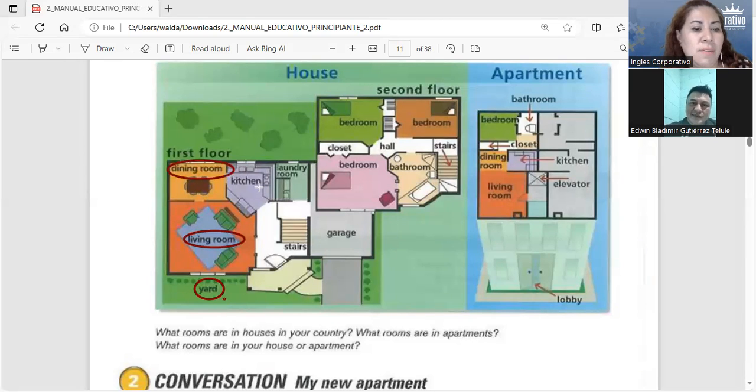Then we have the kitchen. It should not be confused with the chicken. But the chicken can go in the kitchen. Can you repeat after me? Kitchen. Kitchen. Kitchen. Good. All right, good. And then we can have the laundry room. Laundry room. What is laundry room? The laundry room is the room where you wash your clothes.